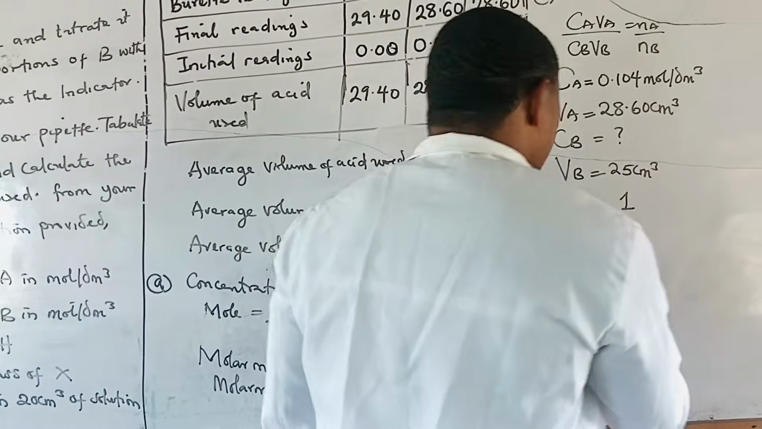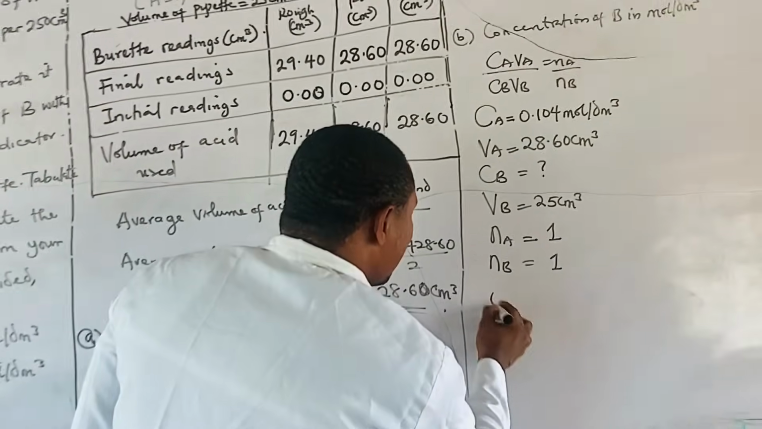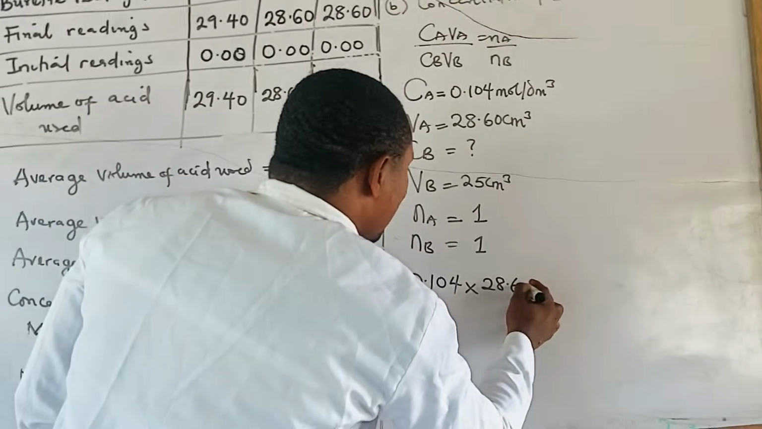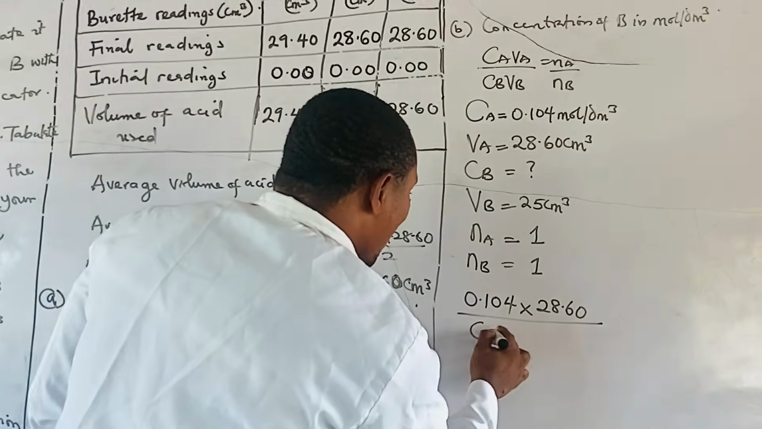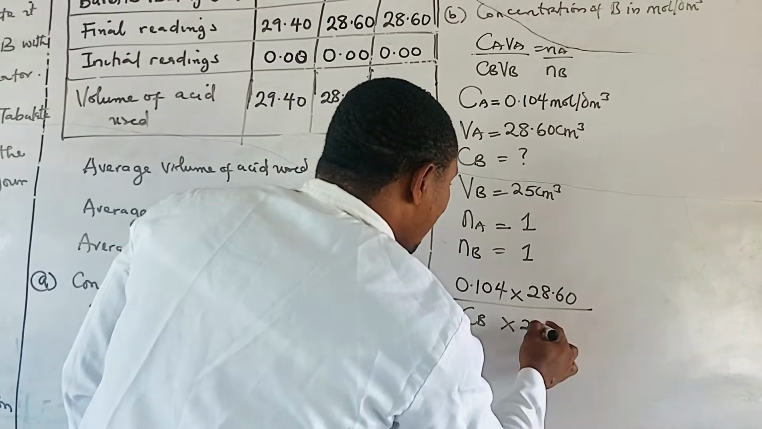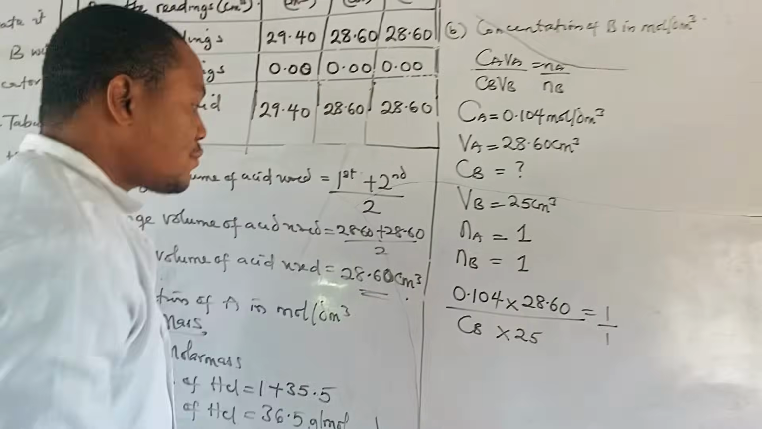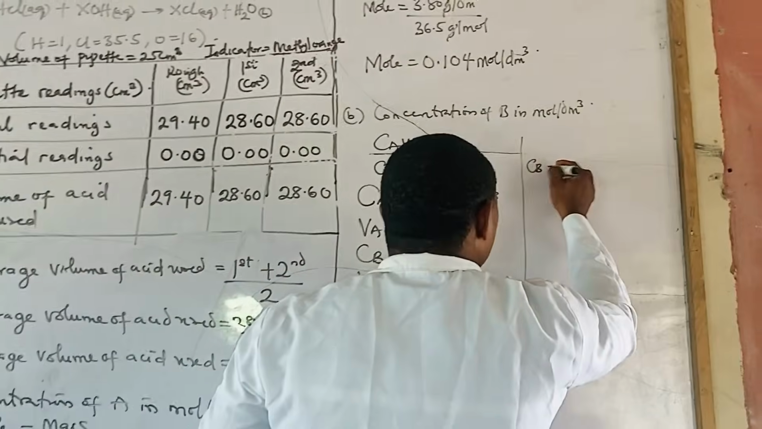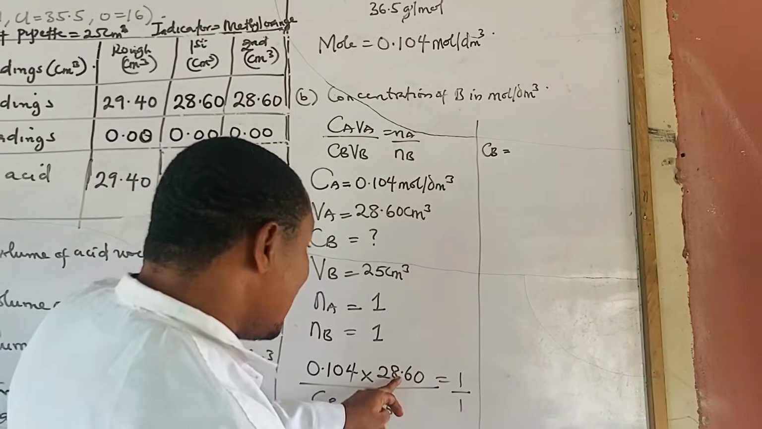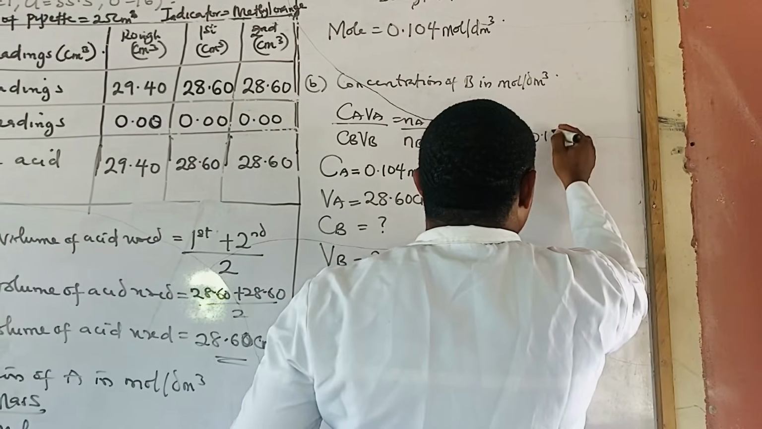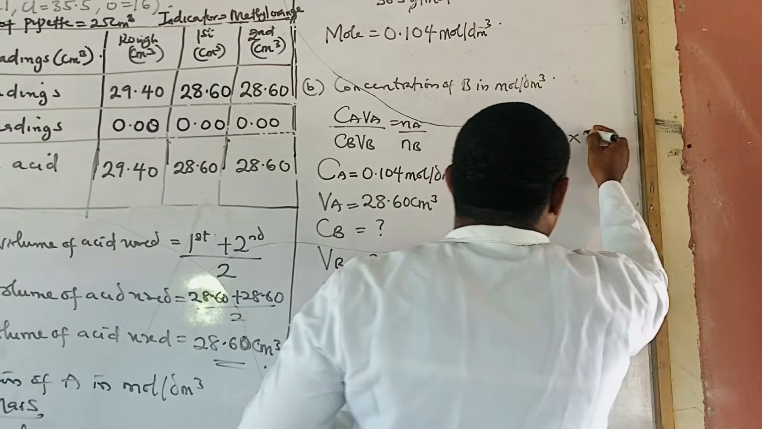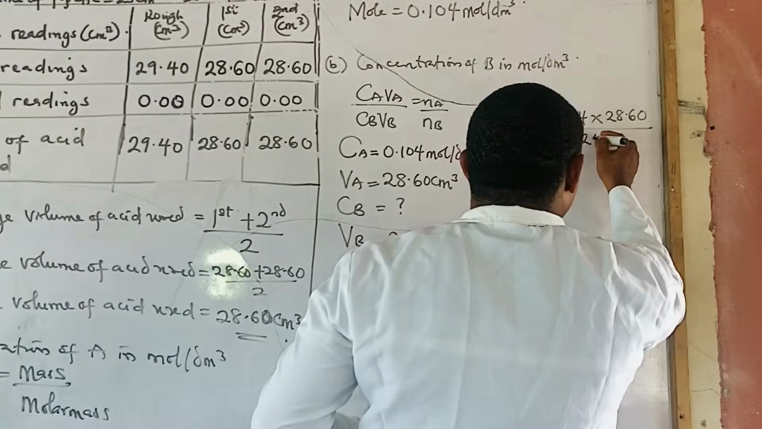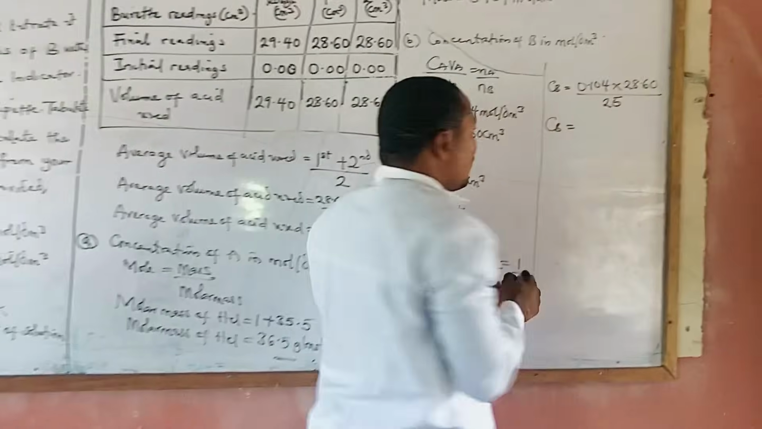So in setting those formulas, I'm going to have CA as 0.104 times VA, 28.60, over CB, that's what we're looking for, times VB, 25, is equal to 1 over 1. So from here, making CB the subject of the formula, we're going to have CB equal to this times this divided by this. So we have 0.104 times 28.60 divided by 25.